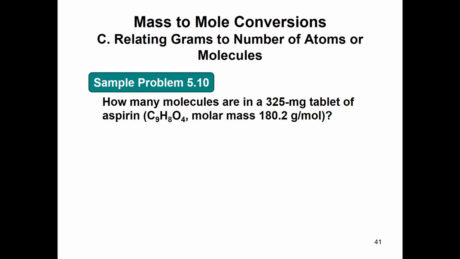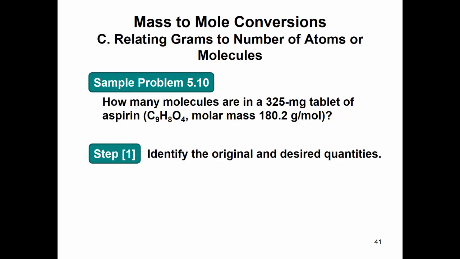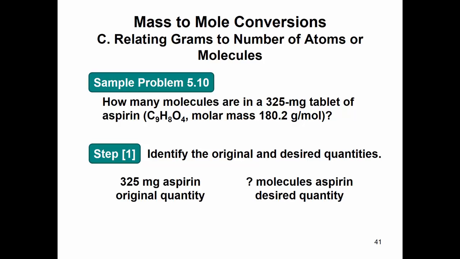If we have a 325 milligram tablet of aspirin, there's its molar mass. You should be able to add that up at this point. We want to know how many molecules are in it. Right away I know my number is going to be pretty large, because there are thousands of these molecules in our sample. So basically we want to identify what we originally have: 325 milligrams of aspirin.